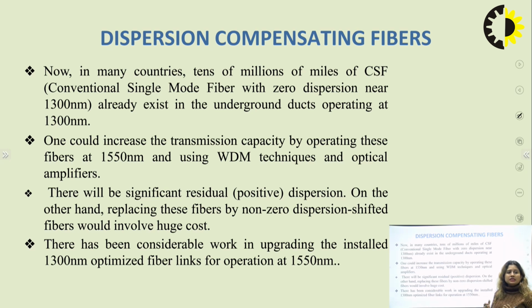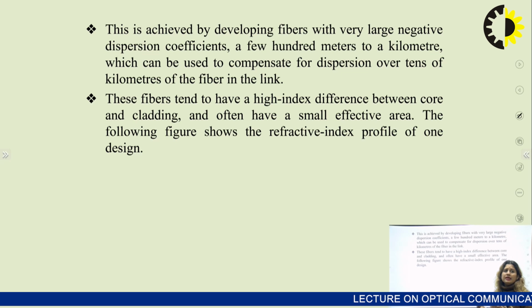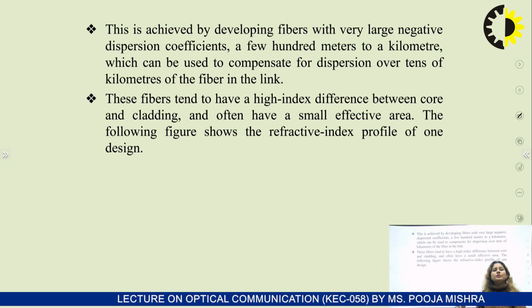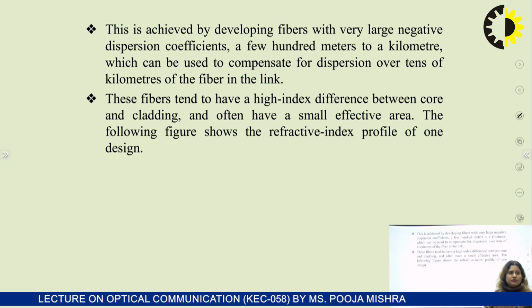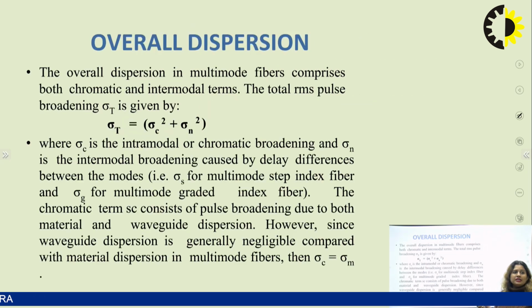So there has been considerable work in upgrading the installed 1310 nanometer optimized fiber links for operation at 1550 nanometer. We can use special kinds of fibers, achieved by developing fibers with large negative dispersion coefficients, over a few hundred meters to a kilometer, which can be used to compensate dispersion over tens of kilometers of fiber in the link. These fibers tend to have a high index difference between core and cladding and often have a small effective area. The following figure shows the refractive index profile of one of the designs.